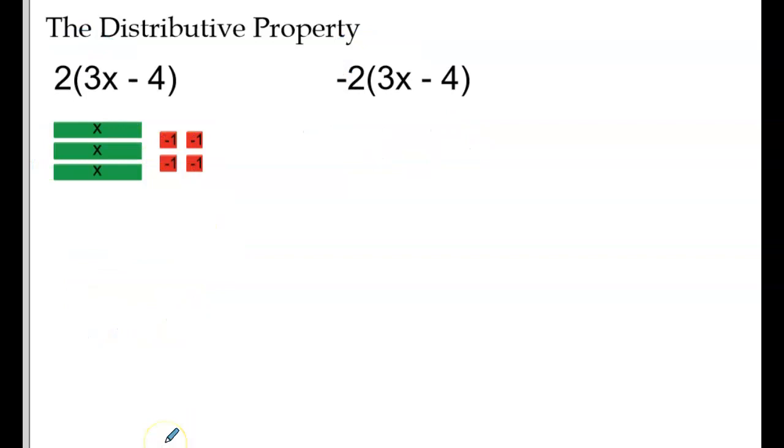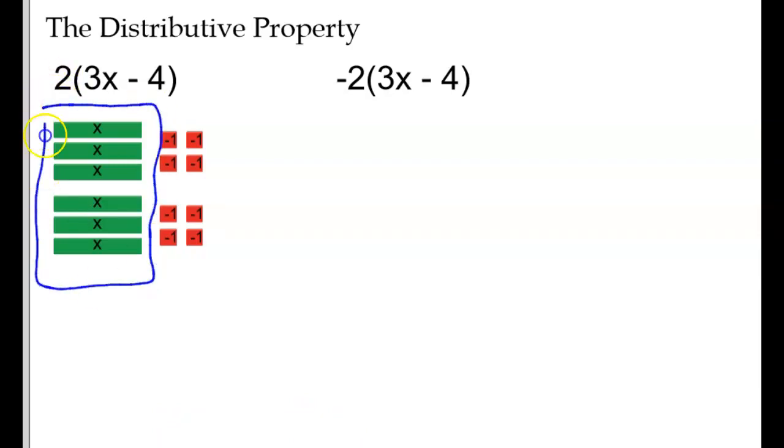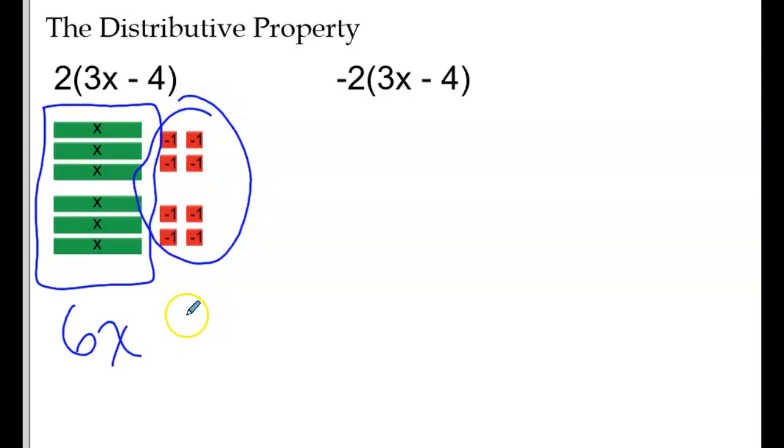Here's another example. I've got 2 times this quantity, 3x minus 4. Well, these 3 green bars represent 3x. These 4 red squares represent subtracting 4, or negative 4. I've got 2 groups of this, so I'm going to double it. Now, with these 2 groups, what do I have? I've got a total of 6 x's. And what do I have here for my units? I've got 8 red squares, so that's negative 8. So it's going to be 6x minus 8.